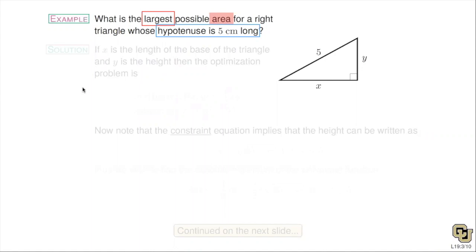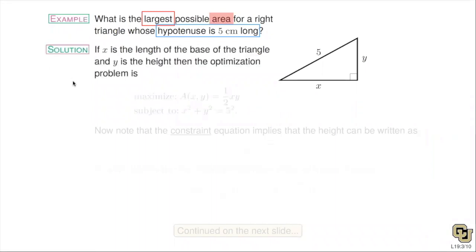So in the diagram, I have a triangle, and I've labeled the length of the base to be x, and the height to be y. And so I can formulate the optimization problem in this way. Here we're going to maximize the area of the triangle, and the area of a triangle is given by 1/2 base times height. Here the base is x and the height is y. So I'm trying to maximize the formula A of x, y equals 1/2 xy. I want you to notice this is a multivariate function, that there are two variables here.